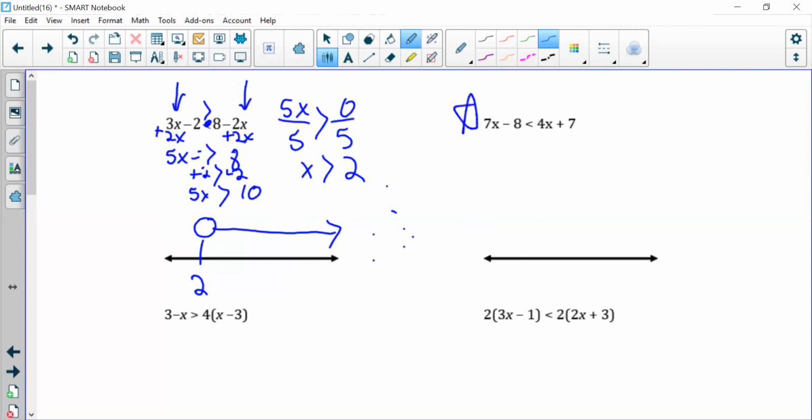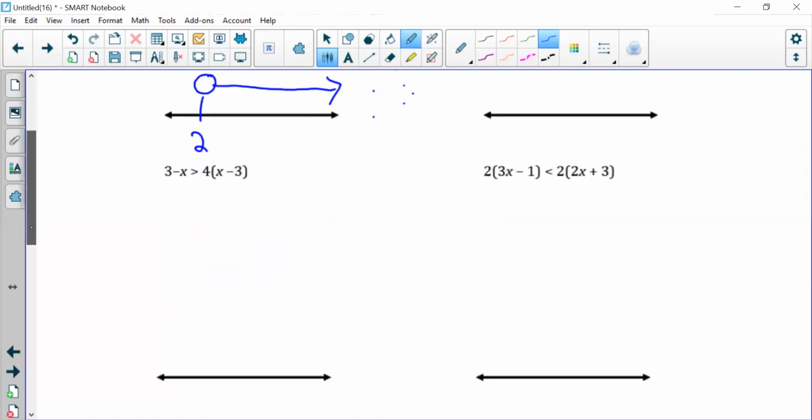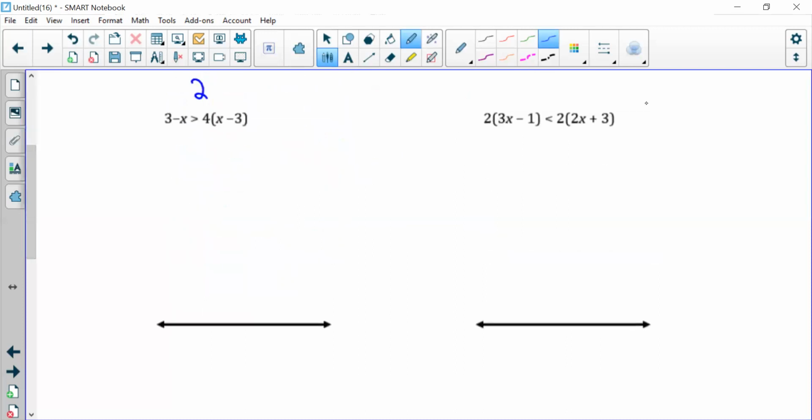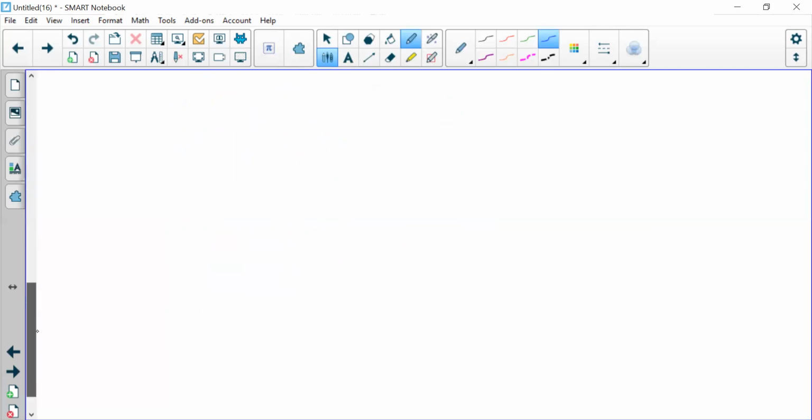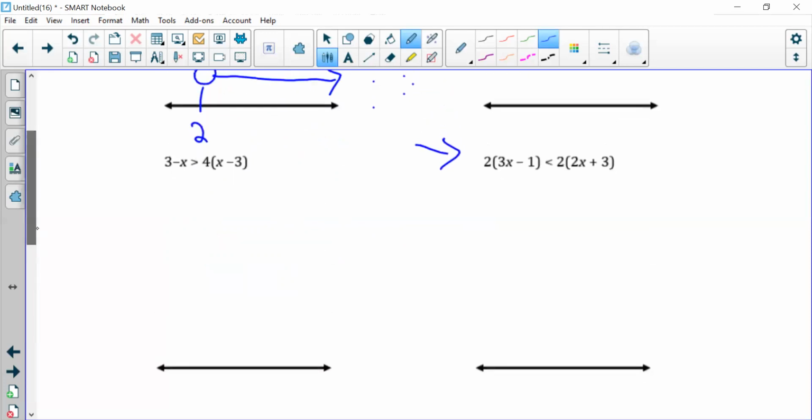This one is very similar to the one we just did. So let's go down here and let's look at this last example. All right, and I want to look at this one because this is the most difficult one on the page. The last one always is. And I specifically want to show you this one because of the double distribution that we've got going on here. All right, so let's distribute.